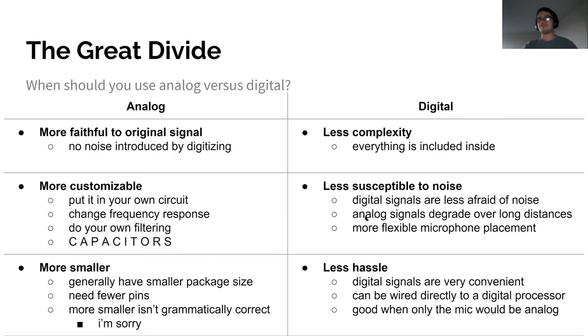Okay. So then there's this great chart that you can look at later on the slides, but here are some basic points between the pros and cons of analog and digital microphones. So analog, as David said, is more faithful to the original signal because it's basically just the raw data, and it's also more customizable, and it's smaller and less complicated in the microphone. But the digital microphone is less susceptible to noise, and it's less hassle to have to use an ADC converter. So there are pros and cons to each.